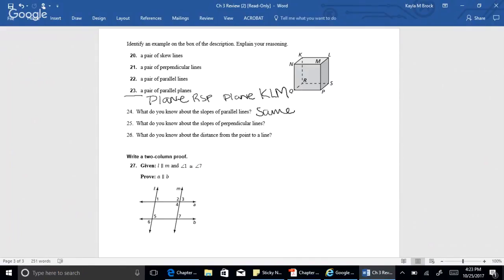What do you know about the slopes of parallel lines? They're going to be the same. What do you know about the slopes of perpendicular lines? They're going to be negative inverses. Okay, so 1/2 or -2, those would be perpendicular lines. What do you know about the distance from a point to a line? If you have a point and you're trying to get to a line, you always want to take the shortest path.